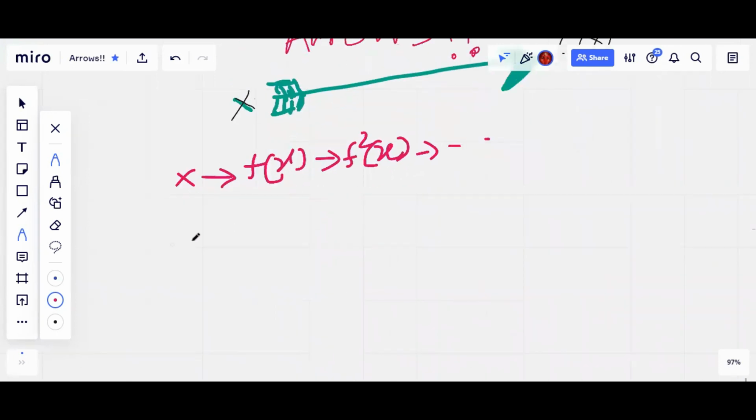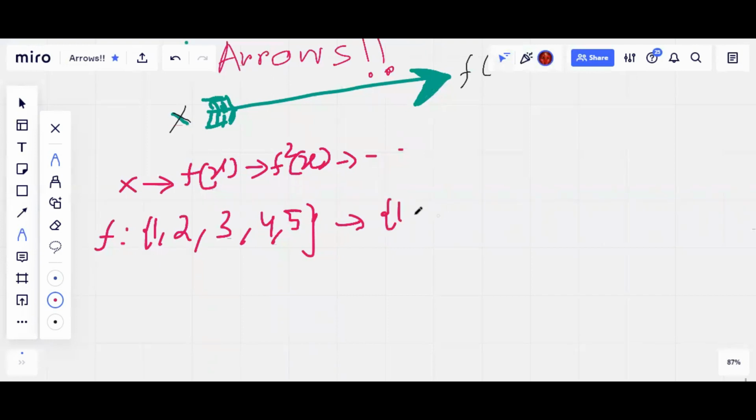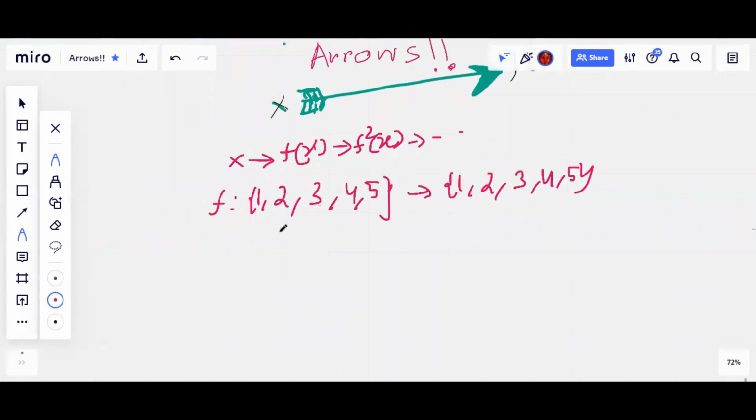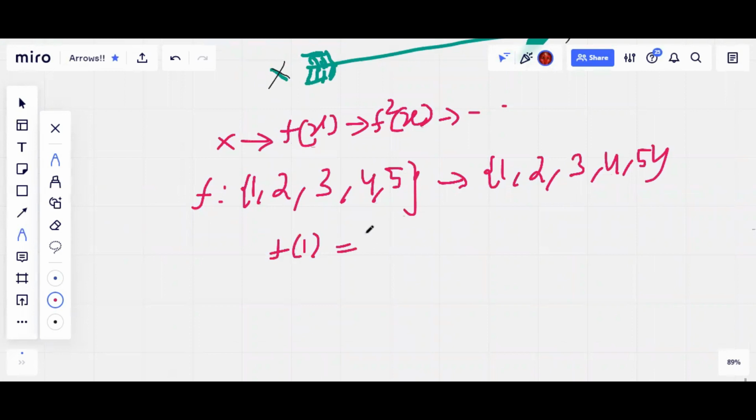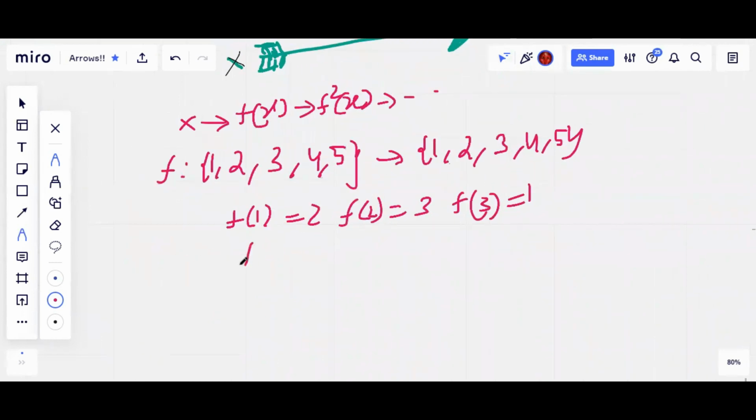So for example, if you have an iterated function, and you have f of 1 equals 2, f of 2 equals 3, f of 3 equals 1, f of 4 equals 5, and f of 5 equals 4.